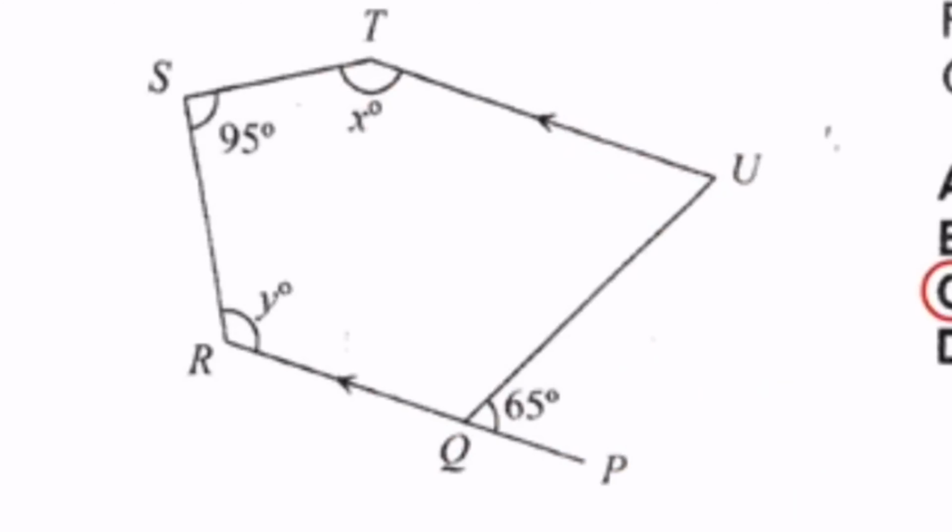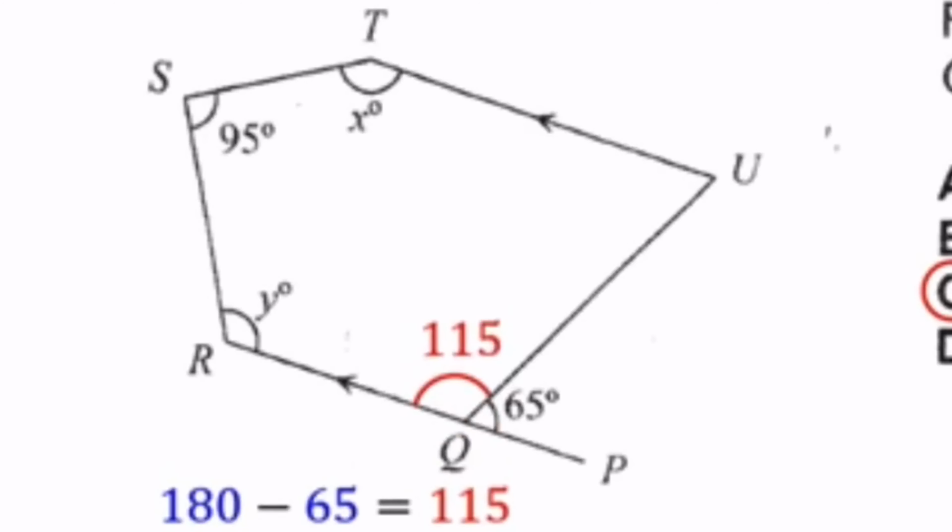Now question number 7 is also about the angle. So let's have a look at this question. You're given two lines which are parallel. The first step is we need to work out the angle. One straight line is 180 degrees, so we managed to get the angle is 115 degrees.